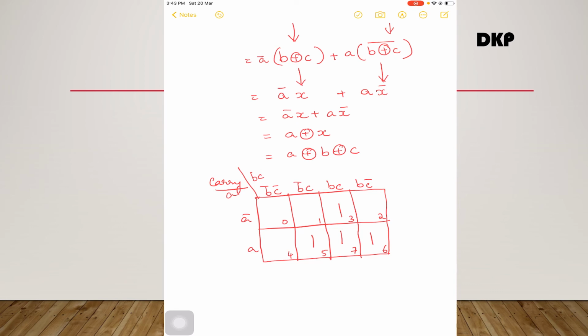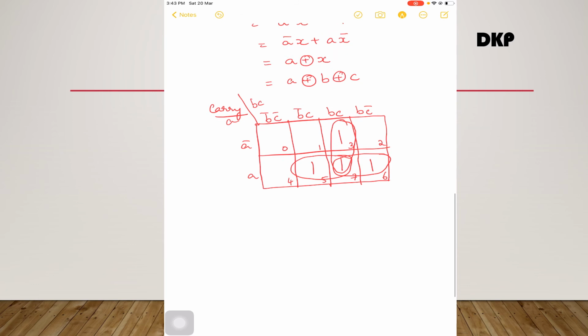After that, you have to group them. Grouping can be done with adjacent cells. If ones are in adjacent cells, you can group them. Similarly, these adjacent cells can be grouped, so that you will get 3 groups here. This is AB, this one BC, and this group AC. Therefore, carry is equal to BC plus AC plus AB.